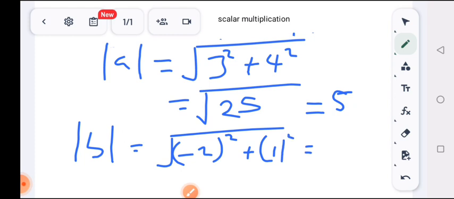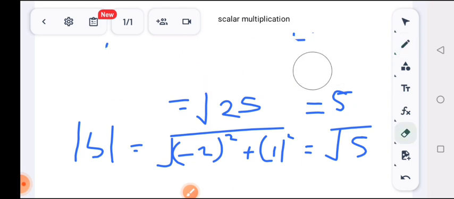Now the square of minus 2 is 4, and the square of 1 is 1, right? So 4 plus 1 is 5, and that would be the square root of 5. So the magnitude of B will be the square root of 5. So if I were to find the angle between these two vectors, all I had to do is just invoke that formula.